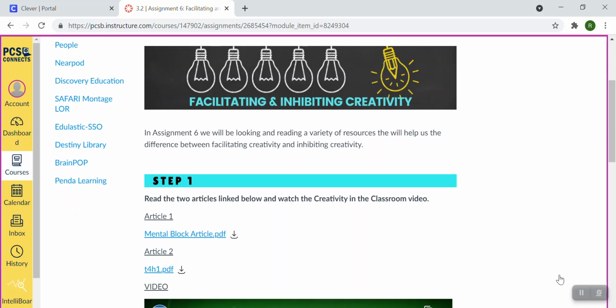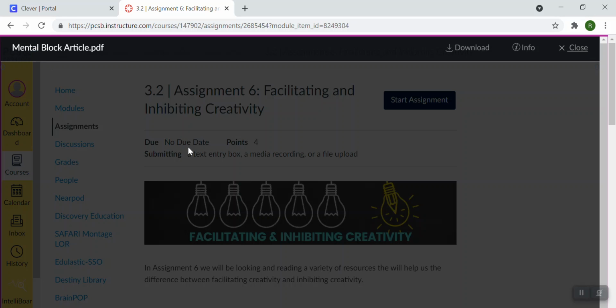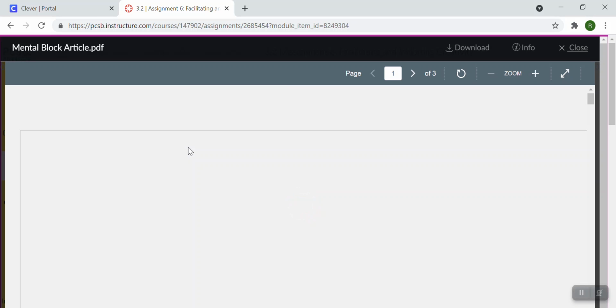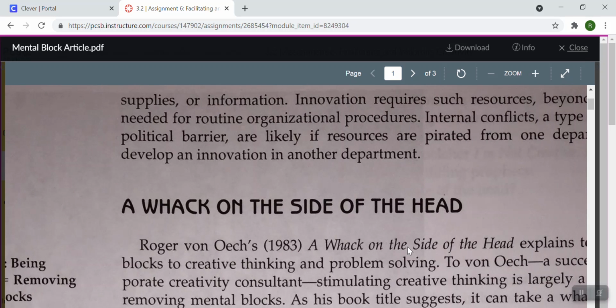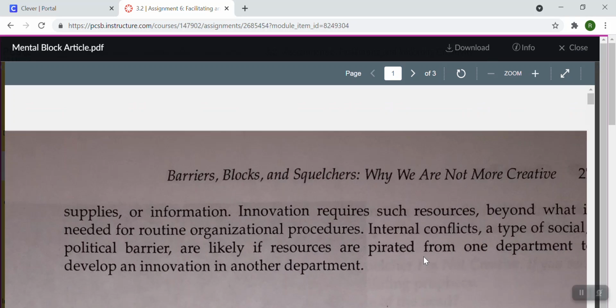Okay, so facilitating and inhibiting creativity. There are some resources I want you to take a look at before you start this activity. Article 1, Mental Block. It's fantastic. I think this one's short. Yep, it's just 3 pages. It's actually kind of small. It won't let me zoom out. Or I'm sorry, it's big.